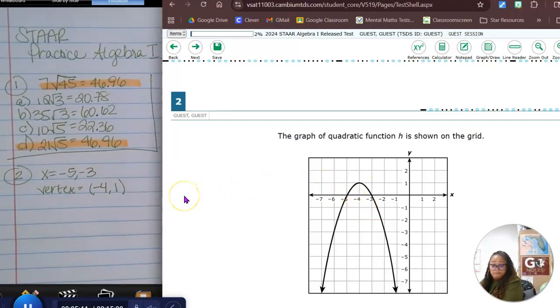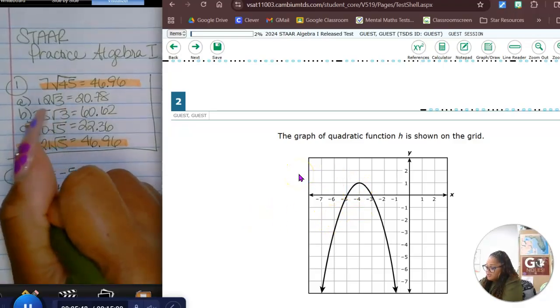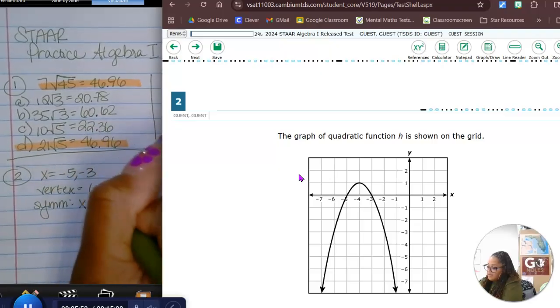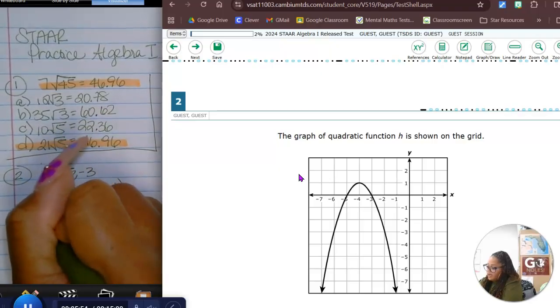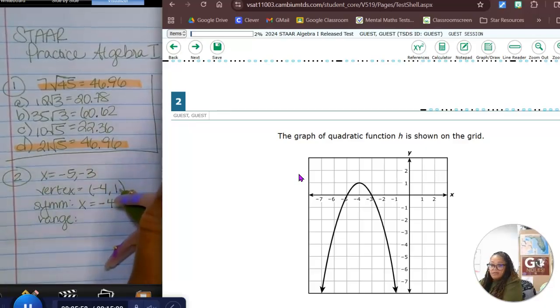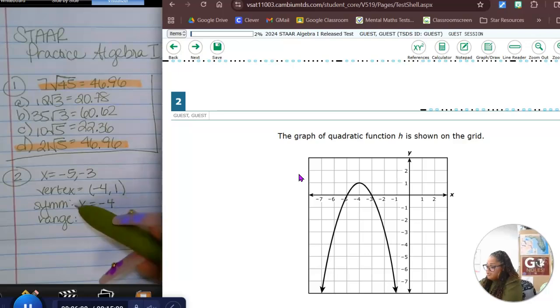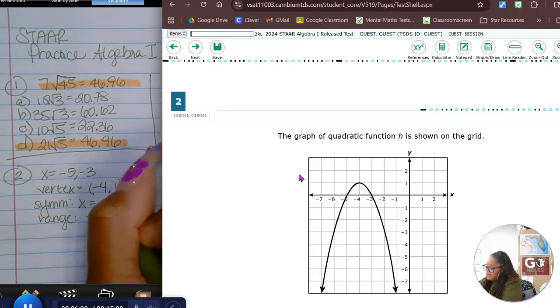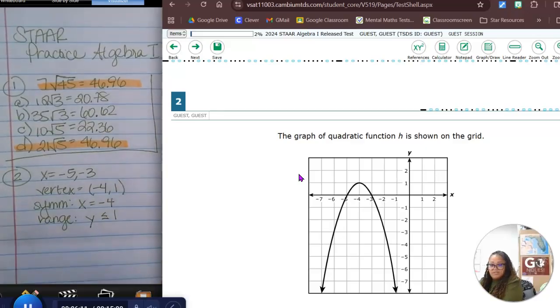It opens down. My axis of symmetry is x equals -4. My range, based off of my vertex here, because my axis of symmetry and my range are related to my vertex. My range would be y is less than or equal to 1 because it opens down.